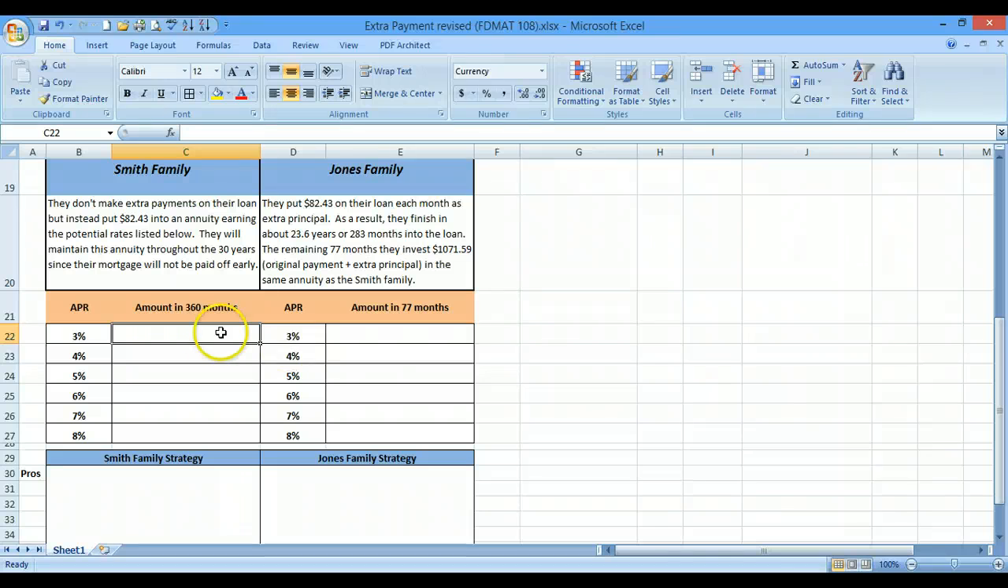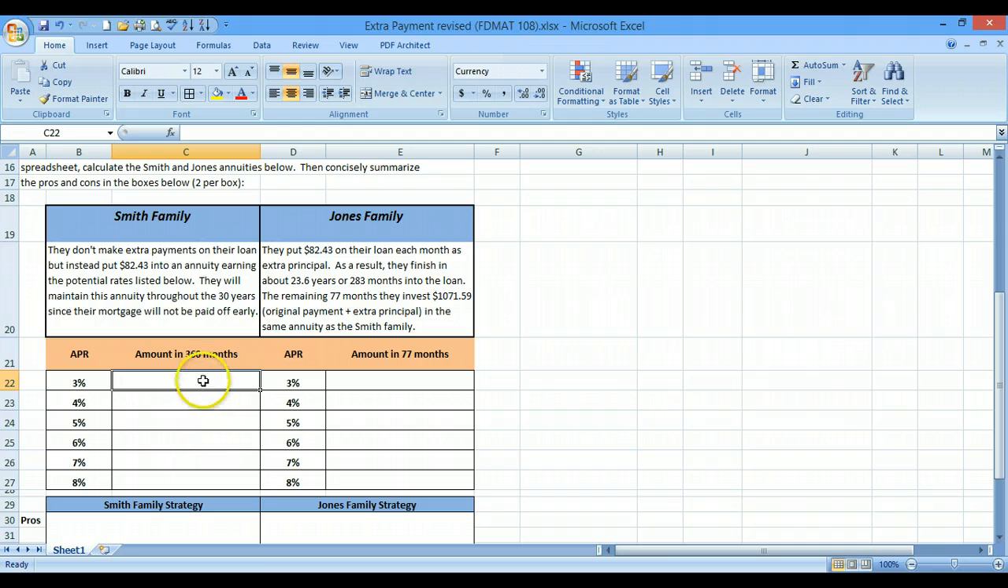Your job is to fill in these boxes according to the investment. So for the Smith family, we have two options. We can use the formula found on page 228 in your textbook, which is a savings plan formula with regular payments, or you can use the future value function. Now note, the Smith family will be investing for the full 30 years of their loan, or 360 months. The Jones family is not investing that $82 until their loan is paid off and will be investing for only 77 months.